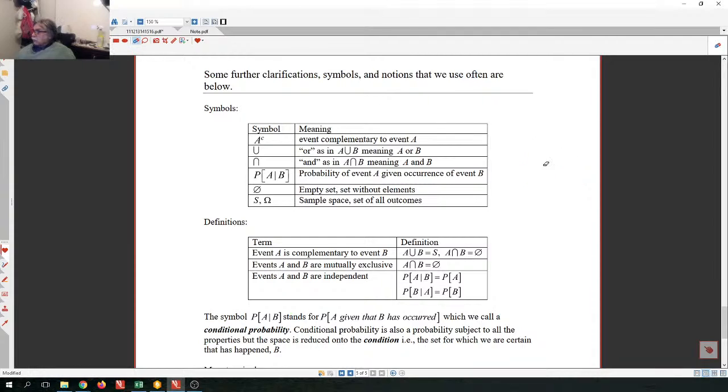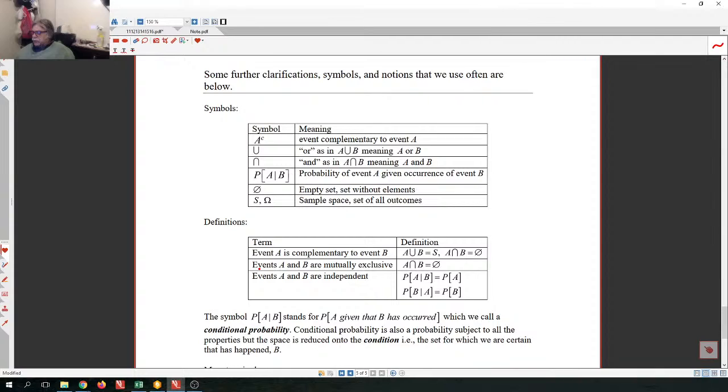Alright, so those are the symbols. For a sample space, we use either uppercase S, which makes sense as an abbreviation, or the Greek omega. That is also a symbol for a sample space. So when you see this symbol, it's used for nothing else but the sample space. It means a set of all of the possible outcomes.